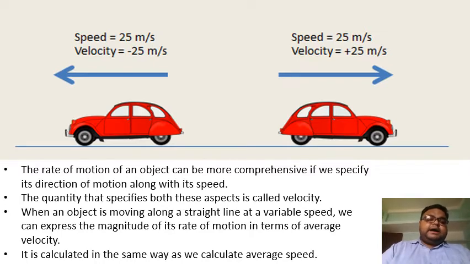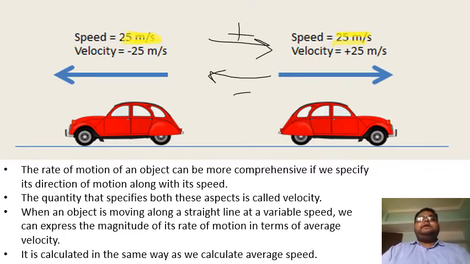You can see the speed of the car in this case is also 25 meters per second, and in this case it is also 25 meters per second. Say that we are taking the positive in this direction, so there will be a negative sign in the opposite direction. So the velocity of this car will be minus 25 meters per second, and the velocity of this car will be plus 25 meters per second, right?